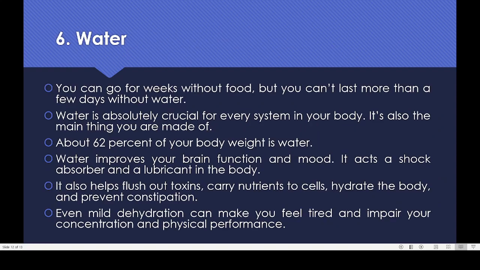In addition to that, water is also an important substance. Here you can see that 62% of your body weight is actually formed of water. Only the remaining 38% is contributed by protein, fat, carbohydrate, etc.